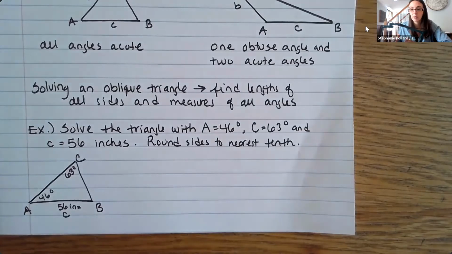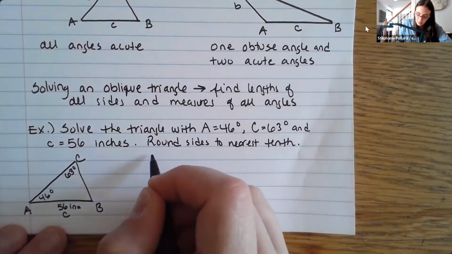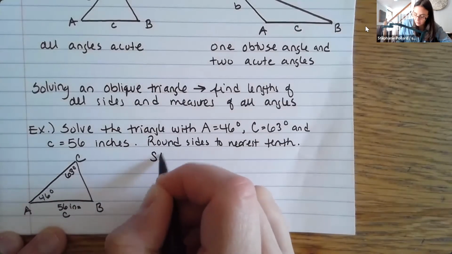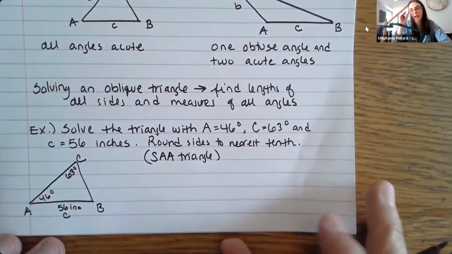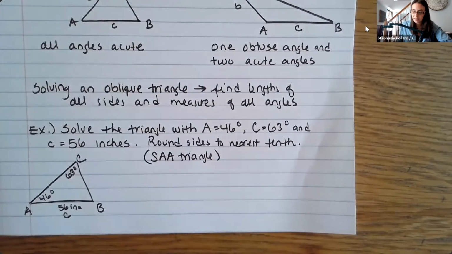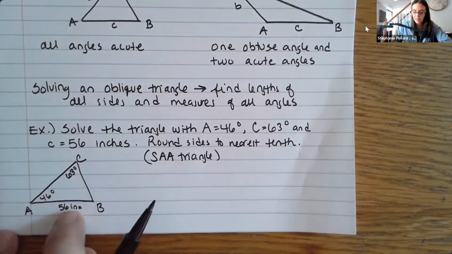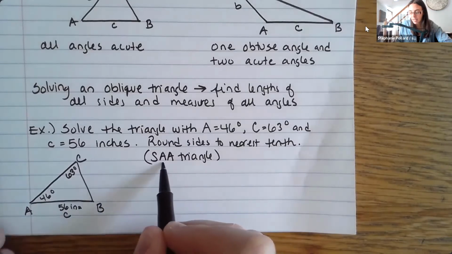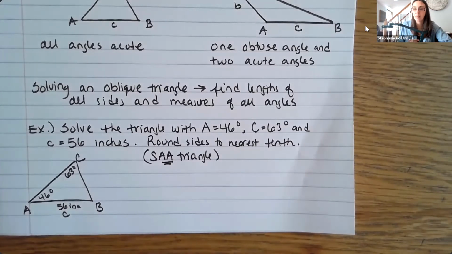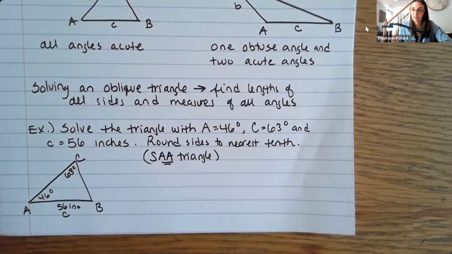Now, when you have two angles, these are the easiest ones to work with because you can find the other angle really easily. This is an example of side, angle, angle. You remember from other classes, there are different types of triangles. This one is side, angle, angle, because you have the side, an angle, and another angle. So that's what you're given. When you have two angles, we can find the other angle quite quickly by remembering that all the angles in a triangle add to 180 degrees.